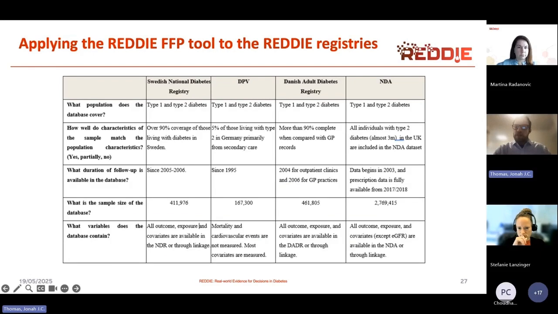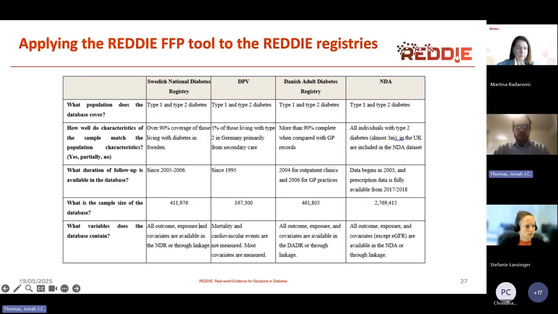You can see we then went through each of the national databases, which Stephanie will talk about in more detail in a second, around the Swedish National Diabetes Register, DPV, Danish Adult Diabetes Register, and the NDA. And we then pull out these key characteristics. How many individuals are included? What is their duration of coverage? So we can see DPV started in 1995, whereas the NDA began data collection in 2003, for example. So we can start to see the differences between these databases.